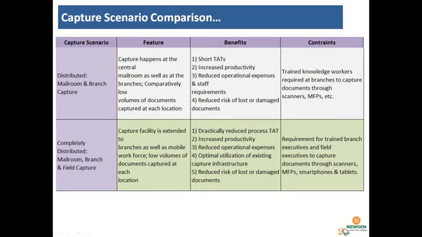So branches are also capturing the documents in a big mailroom. Capture happens at the central mailroom as well as at the branches, comparatively low volume of documents. Benefits are short turnaround time because branches are scanning the document and uploading it. So immediately there is no couriering of documents. So processing will start as early as possible. Increased productivity, reduced operational expenses and staff requirement, reduced risk of lost or damaged documents.